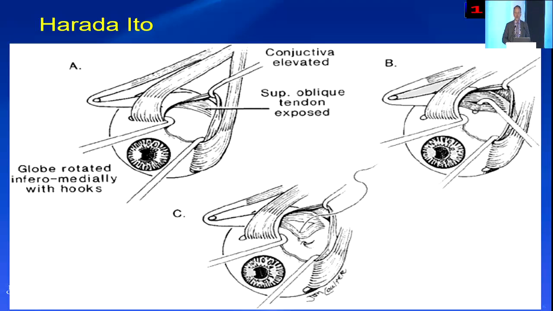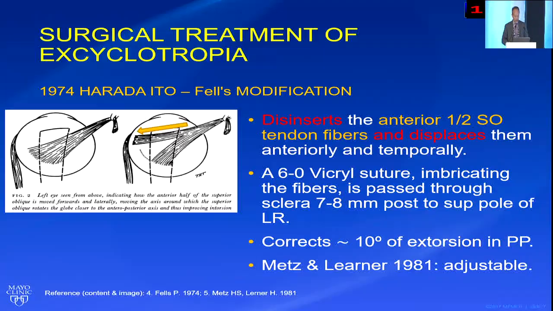And as you know, we've been doing these for a long time. There are risks with the Harada Ito, but it's been a good friend for us trying to intervene. It oftentimes accomplishes between 5 and 10 degrees of intorsion. That effect typically slides back with time. Your immediate effect is typically stronger, and then it slightly weakens. So sometimes 5 to 7 degrees is what I expect out of a Harada Ito.